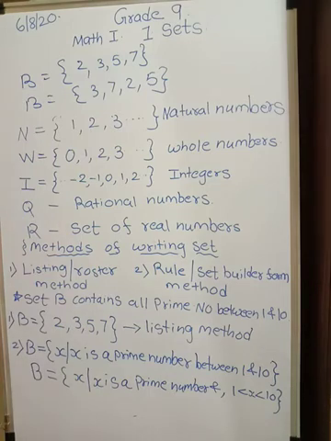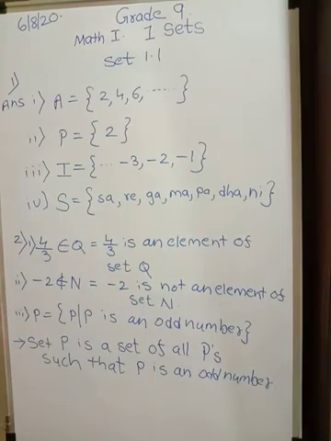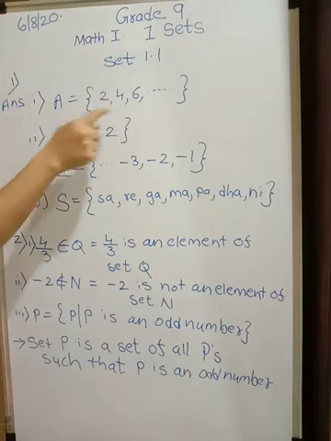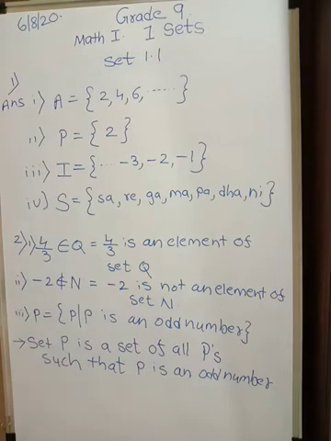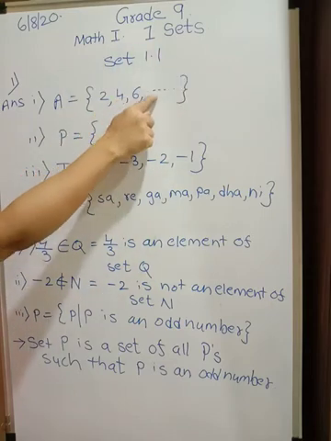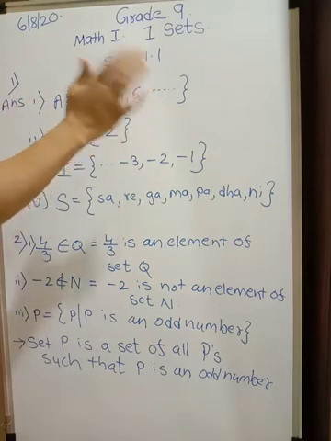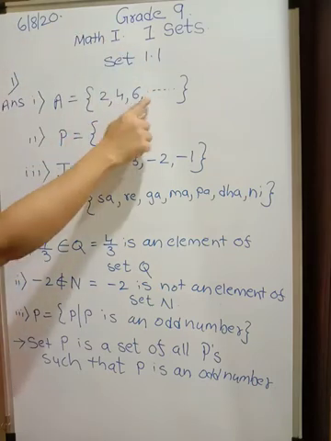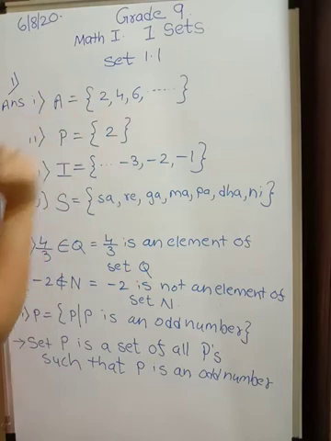Now let us see quickly how to write sets in exercise 1.1. Now see what your textbook says. Write the following sets in roster form. Roster means listing. Directly list the numbers, which is very easy. First is the set of even natural numbers. Even means all numbers divisible by 2. So 2, 4, 6, 8, 10 and so on. It is natural numbers, so there will be infinitely many numbers, and so I have shown it by dots.